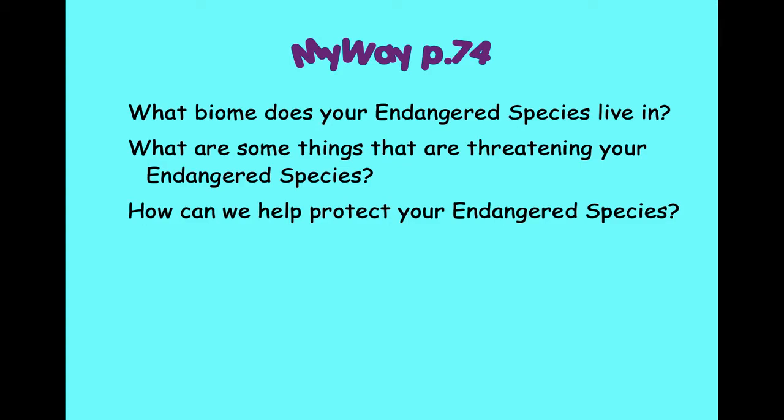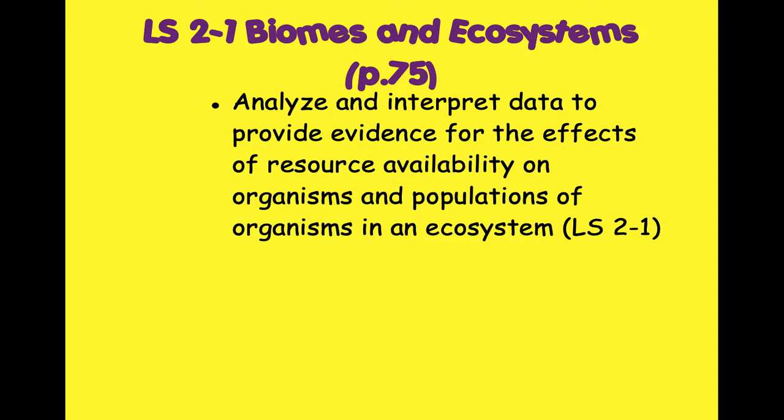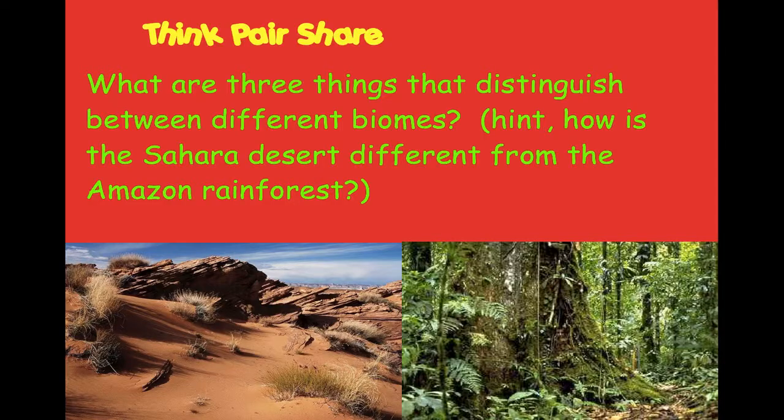So there is a My Way. This is page 74. This is also pretty much the end of your endangered species research project. I want you to find out what biome your endangered species lives in, what are some things that are threatening your endangered species, and how can you protect your endangered species. On page 75, you're going to take Cornell notes. The benchmark is LS2-1, which is all about resource availability, ecosystems, and stuff like that. Because where it lives is going to determine if there's enough food, what type of food, stuff like that.